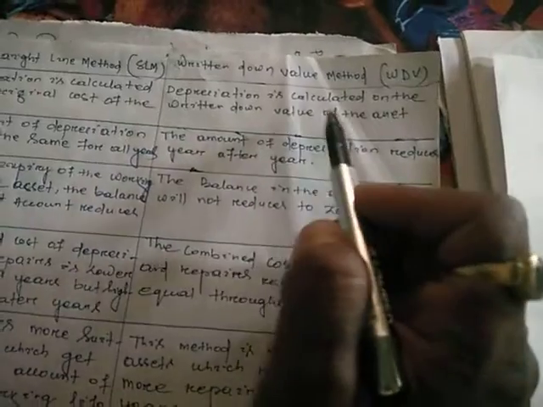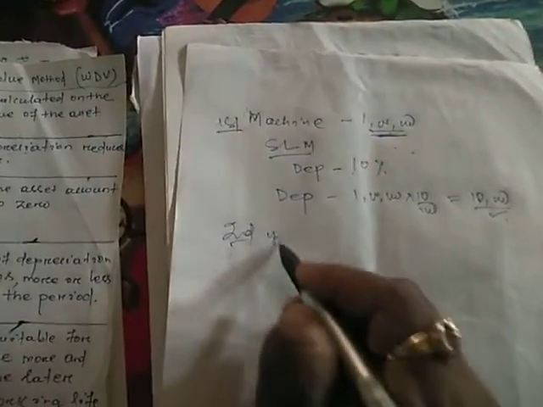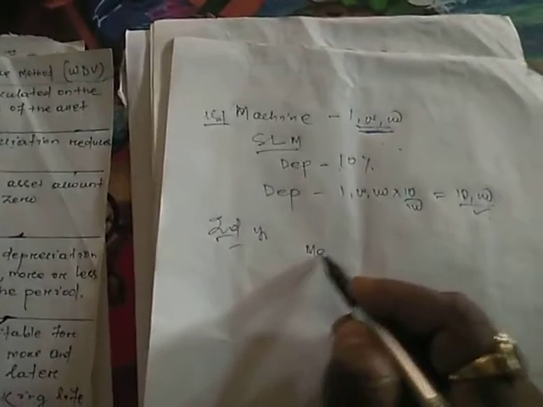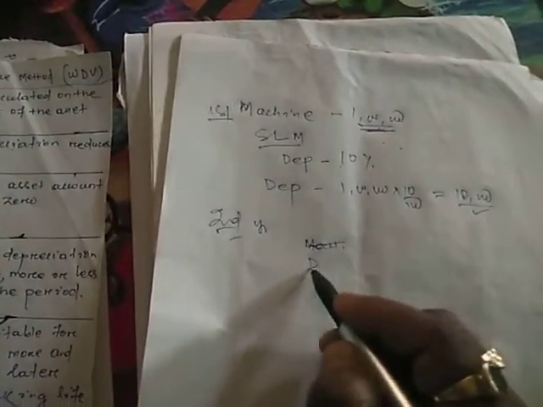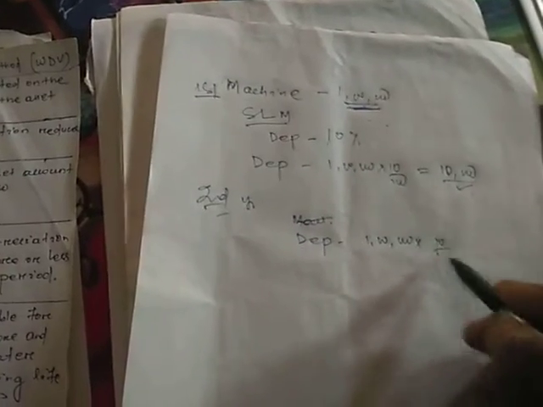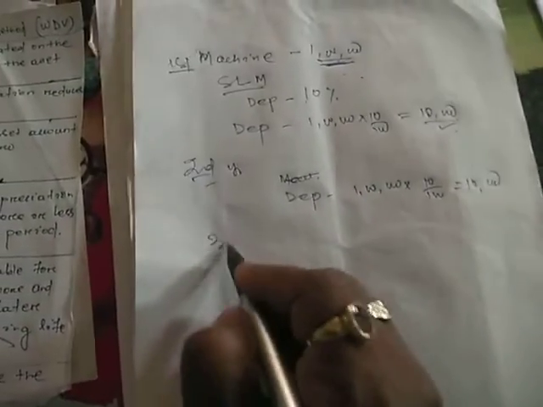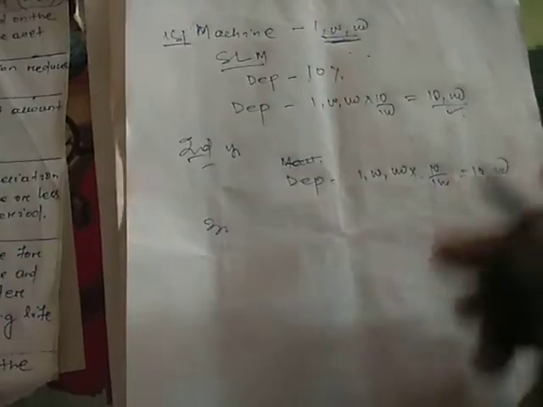In the first year, it is 10% of 1 lakh, that is 10,000. In the second year also, when you calculate, the depreciation is the same value, 1 lakh into 10 by 100, so it is also 10,000 in the second year. Throughout the years, whatever the number of years, in the third year also 10,000, fourth year also 10,000, and in that way it continues.